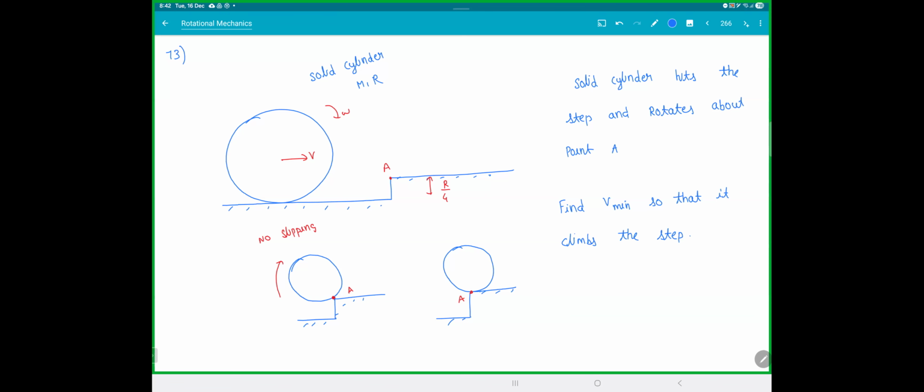Hope you got the scenario. You must have done this, right? If you have a small step there and you're going on a cycle, if you go too slow, you won't be able to climb the step. You go too fast, you'll bounce off like a speed breaker kind of thing. But this thing is a little sharp. So basically, it gets stuck about point A, meaning it's an inelastic collision, so you can't conserve energy. Hope the question is clear. Now give it a try.